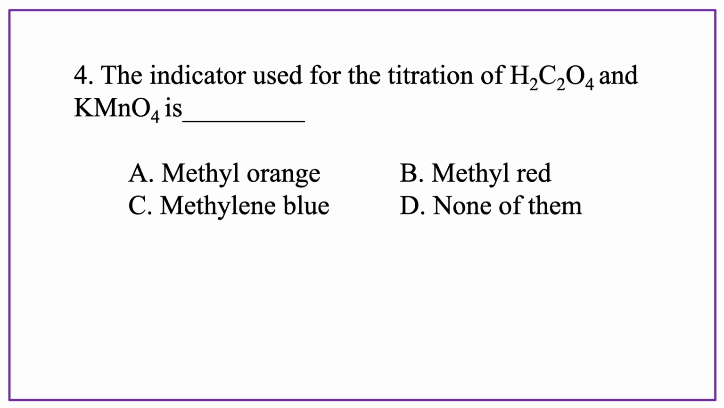And we know that the indicators of redox type are of three types: internal redox indicator, external redox indicator and self indicator. So out of these three, KMnO4 is an example of a self indicator where we don't have to add any indicator because it is itself colored and its color disappears. That is the indication of the endpoint. So none of the options is the correct option.